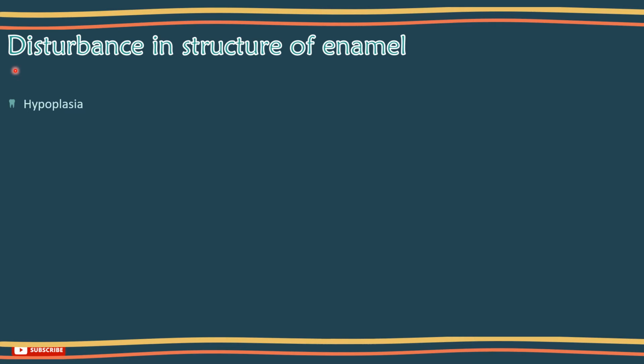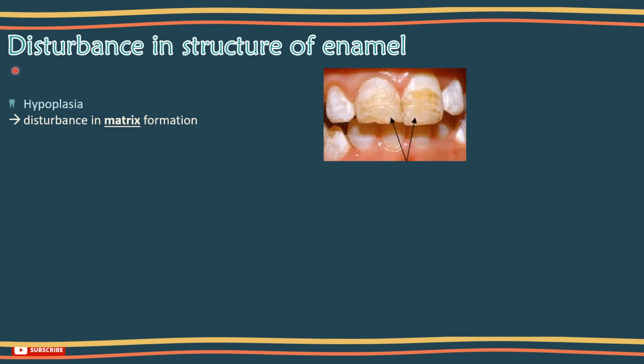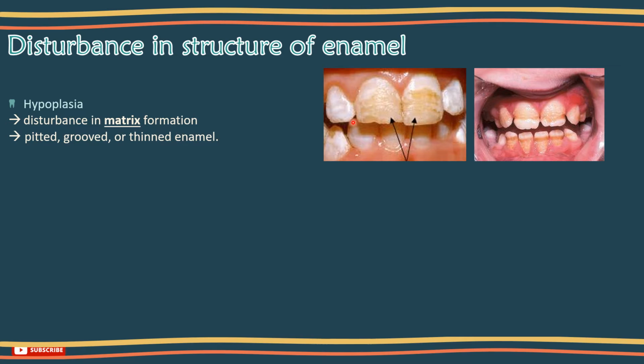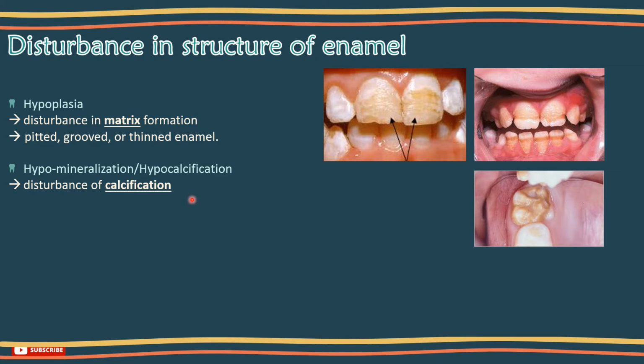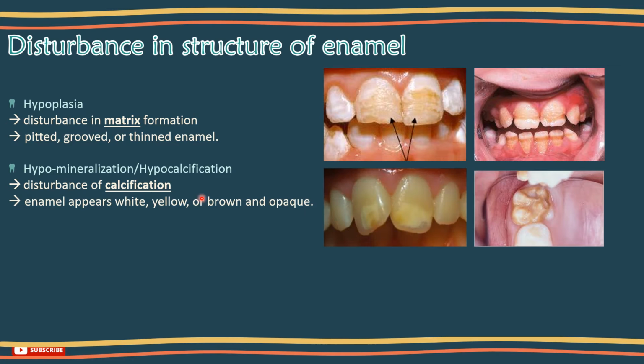Hypoplasia, caused by disturbance in matrix formation, is characterized by pitted, grooved, or thin enamel. Hypomineralization or hypocalcification is a disturbance of calcification. Affected enamel appears white, yellow, or brown and opaquer than usual.